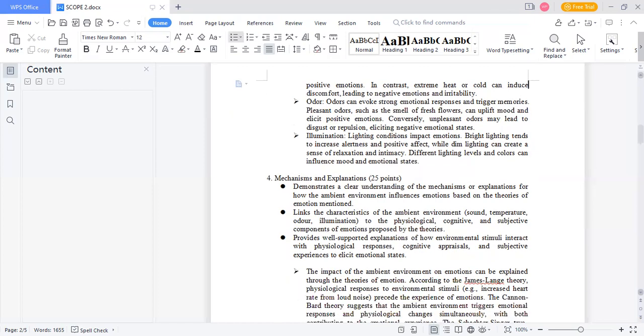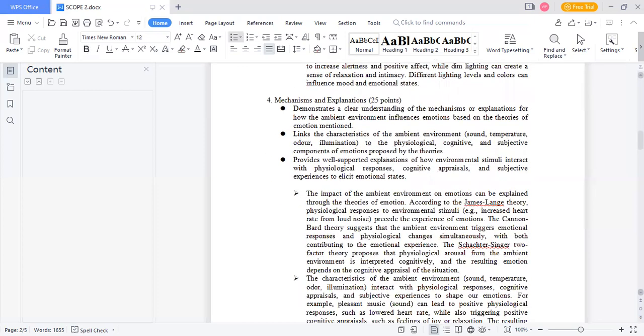All right, looking at mechanisms and explanations, demonstrate a clear understanding of the mechanism or explanations for how the ambient environment influences emotions based on the theories mentioned above. It also links the characteristics of the ambient environment, sound, temperature, odor, illumination, to the physiological, cognitive, and subjective components of emotions that are proposed in such theories.